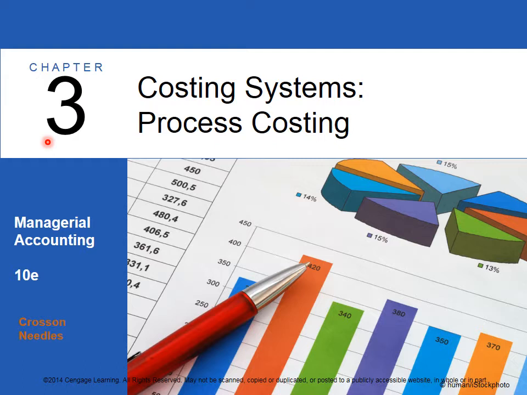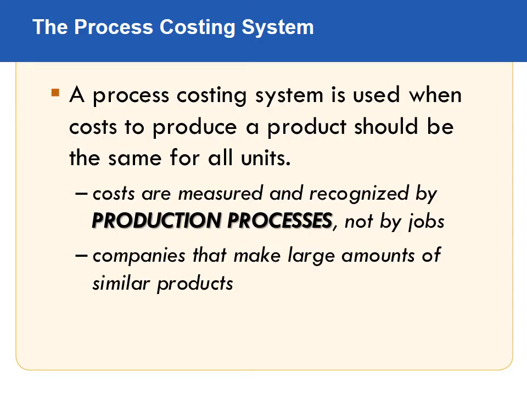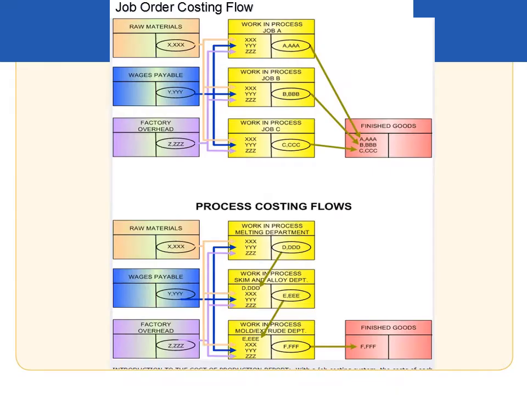So Chapter 3 is a little bit more complicated. This is process costing. We will find actually a product that is measured by processes, not by specific jobs. So these companies make large amounts of similar products, and the cost is the same for all units. So we still have materials, labor, and overhead. It's just a different process. And yes, it is process costing.